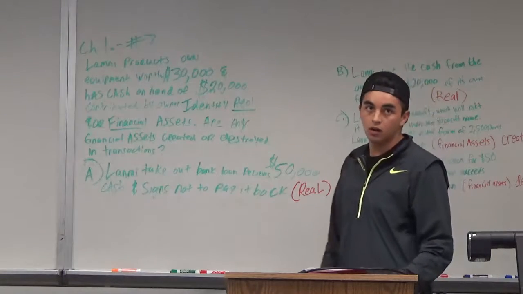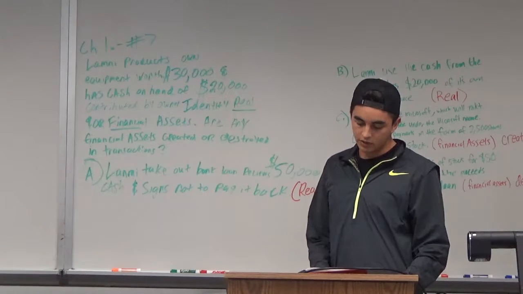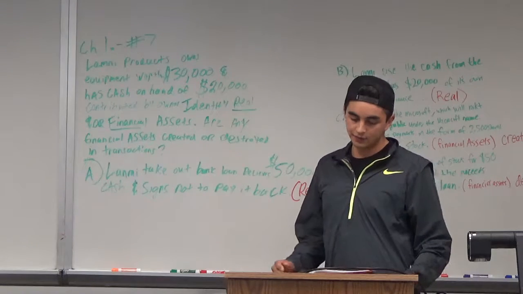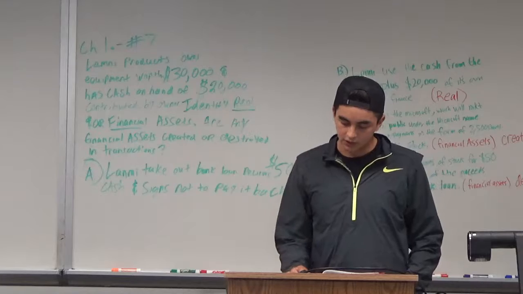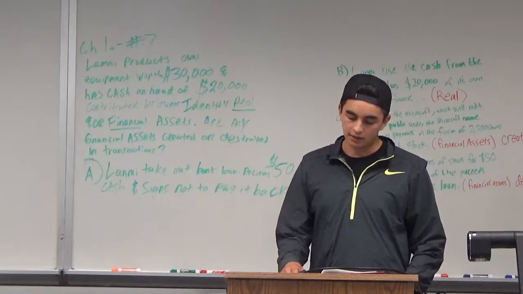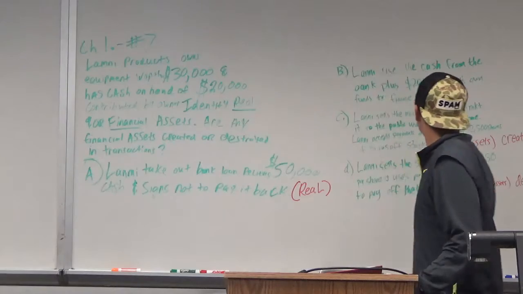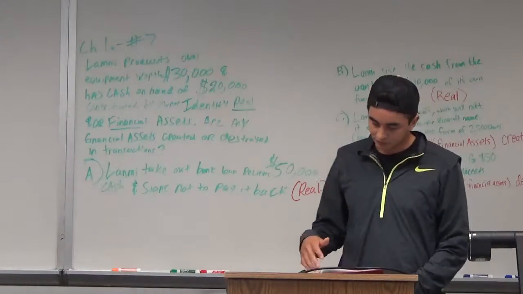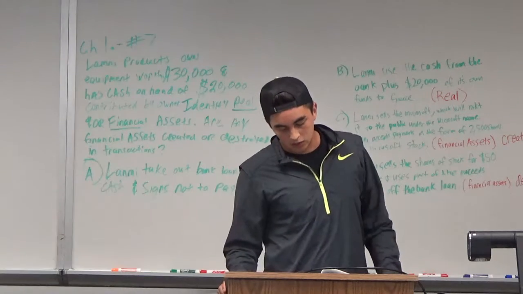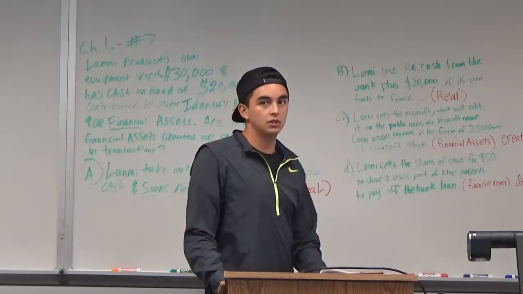So you put it's a real asset. For B, Lonnie uses the cash from the bank plus $20,000 of its own funds to finance the development of new financial planning software. So you put real assets. For C, Lonnie sells a software product to Microsoft, which will market it to the public under the Microsoft name. Lonnie accepts payment in the form of 2,500 shares of Microsoft stock, and that's financial assets, and we put created. And D, Lonnie sells the shares of stock for $50 per share and uses part of the proceeds to pay off the bank loan. So that would be under financial assets, and it would be destroyed.